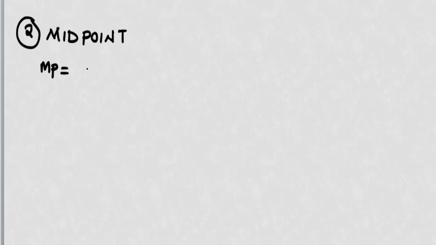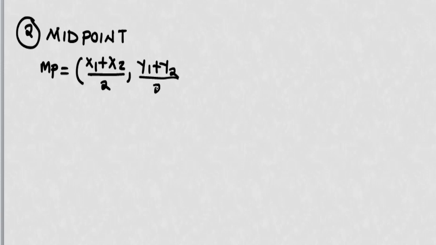We said we'll also look at midpoint. So the second concept we are going to look at is midpoint. How can we find midpoint? Midpoint, denoted as MP, is given by the formula (x1 plus x2) over 2, comma, (y1 plus y2) over 2. So that's a formula we can use to find midpoint.